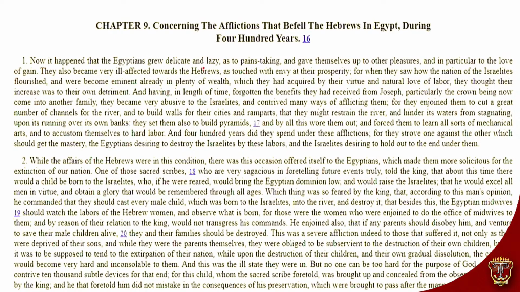Read. Which thing was so feared by the king that, according to this man's opinion, he commanded that they should cast every male child which was born to the Israelites into the river and destroy it. So, actually, let's get that.